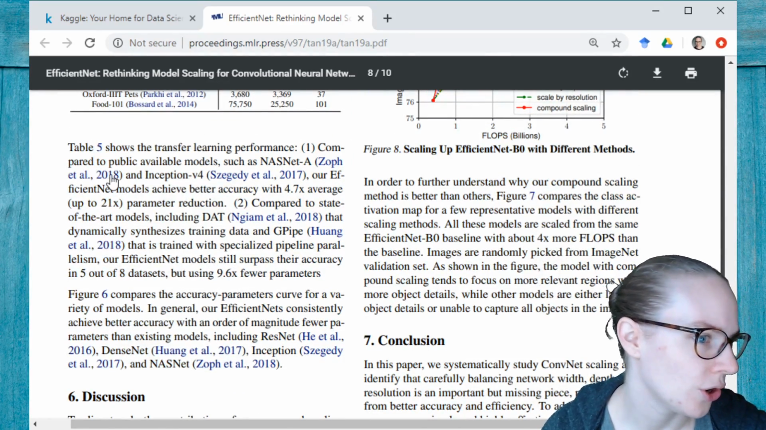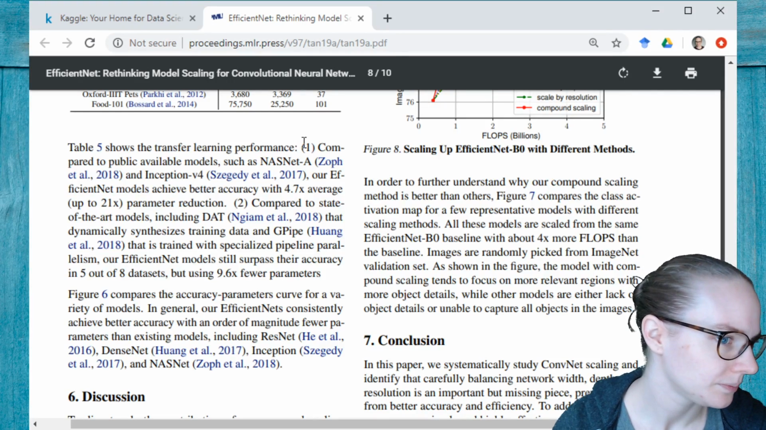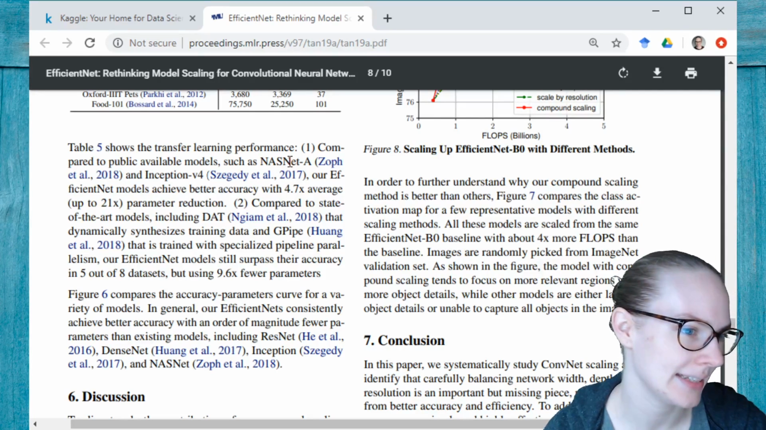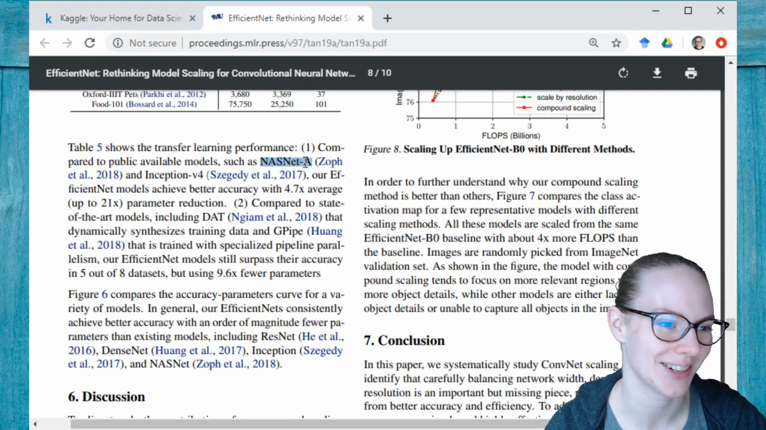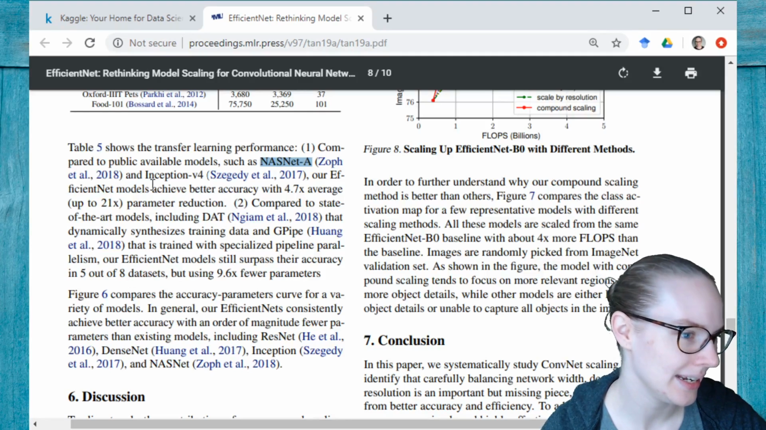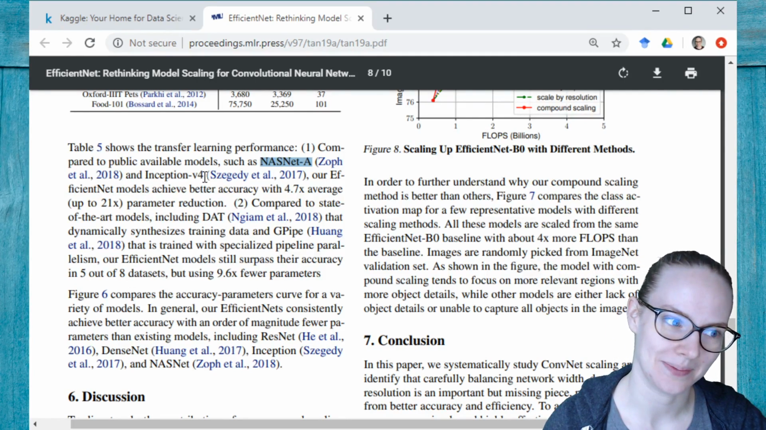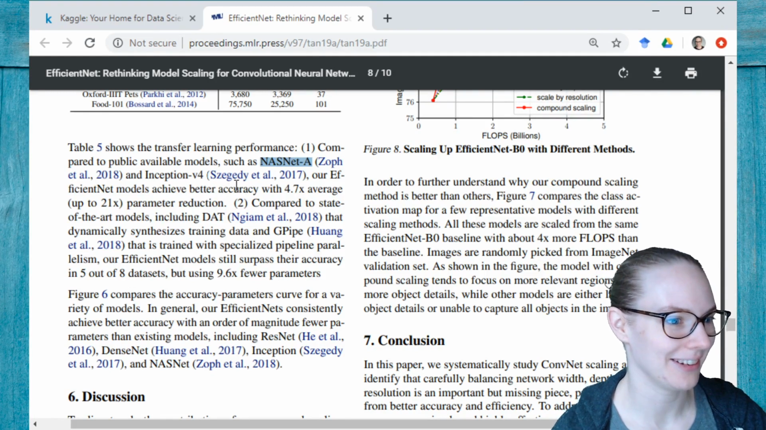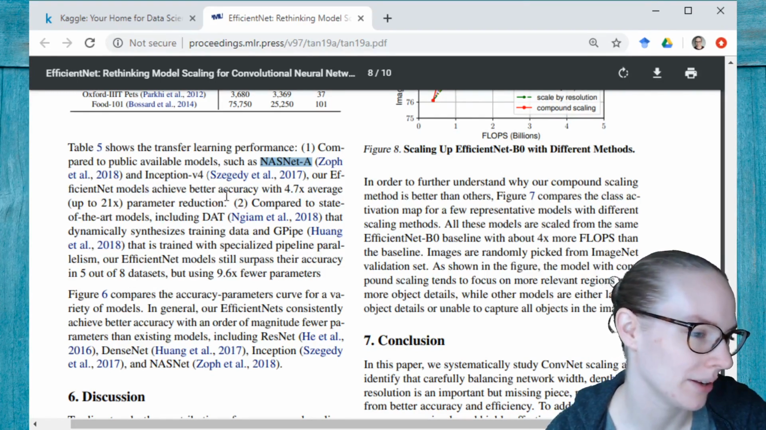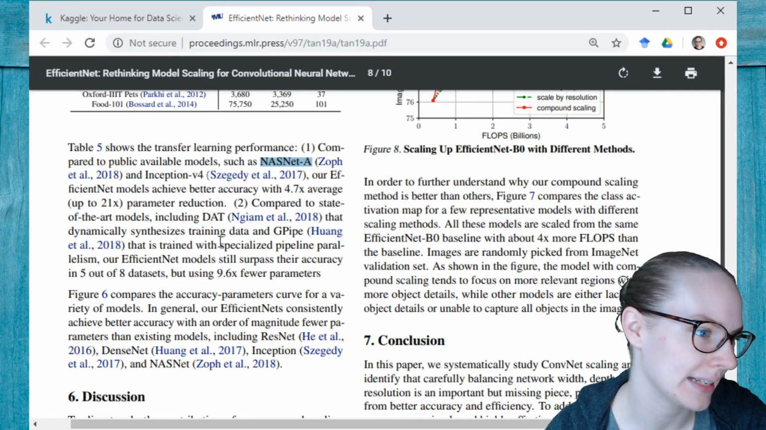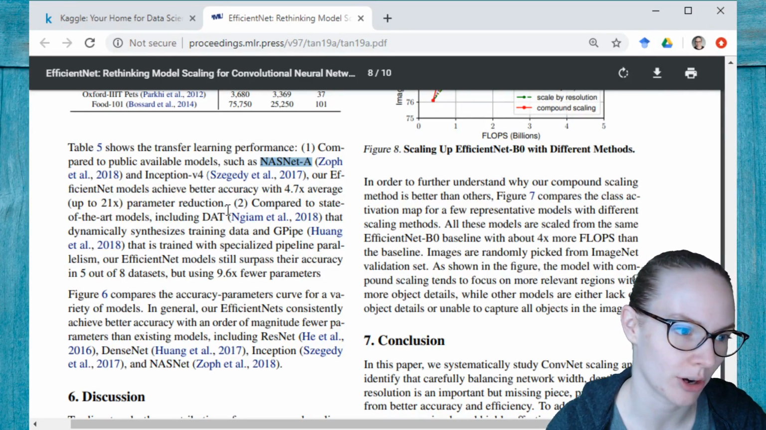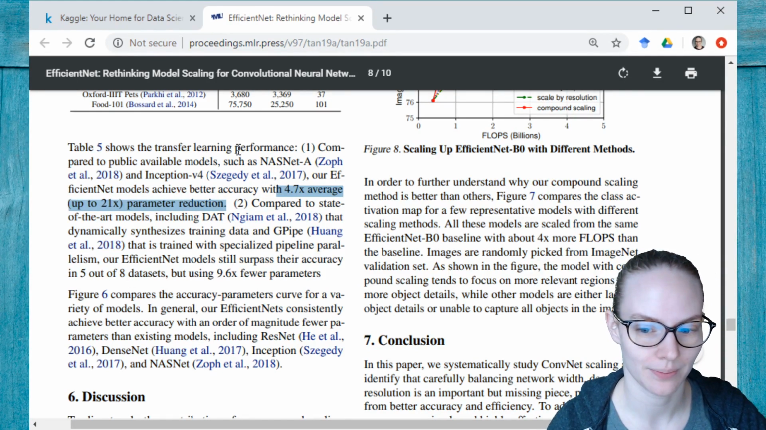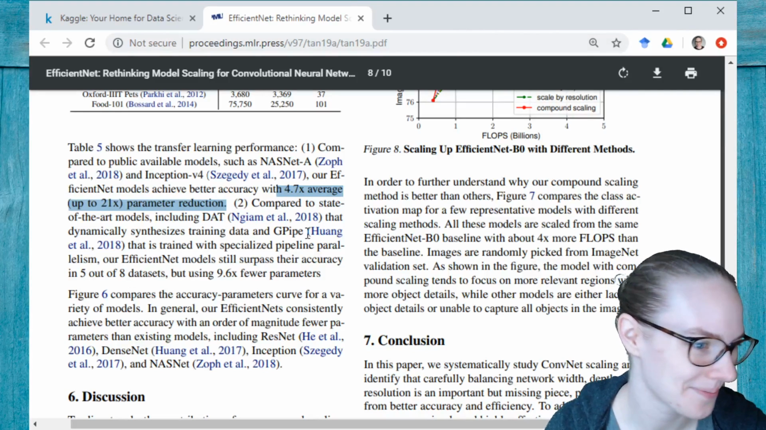Table 5 shows the transfer learning performance. Compared to publicly available models such as NASNet-A, Neural Architecture Search Net-A, Zoph et al. 2018, and Inception v4, our EfficientNet models achieve better accuracy with 4.7x average, up to 21x, parameter reduction. So fewer trainable parameters, but better accuracy. Great, love to hear that.